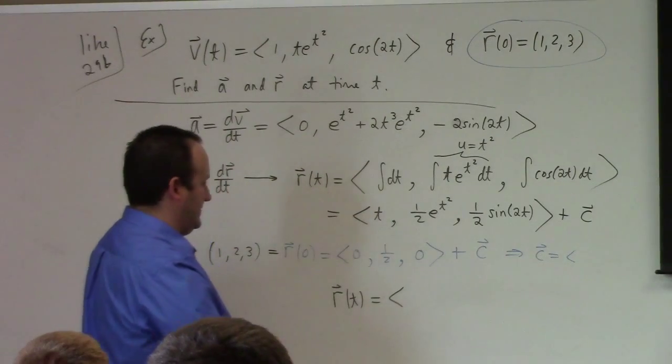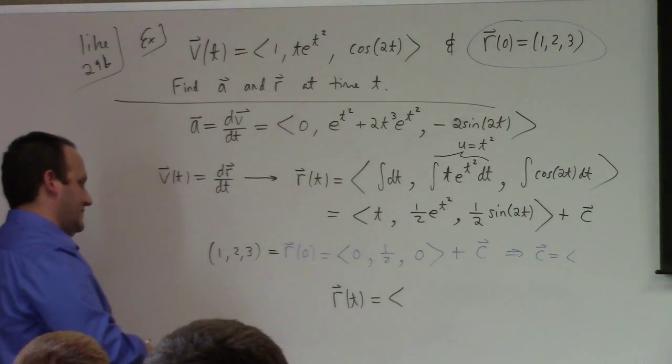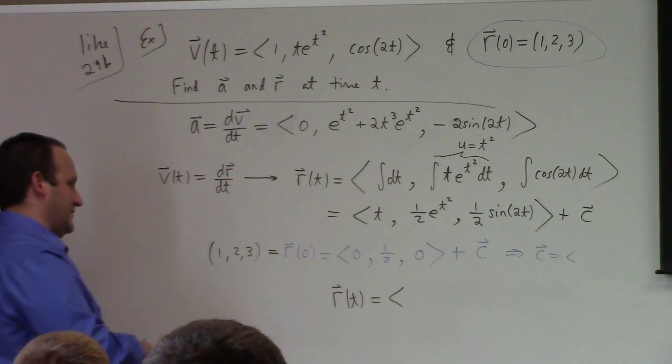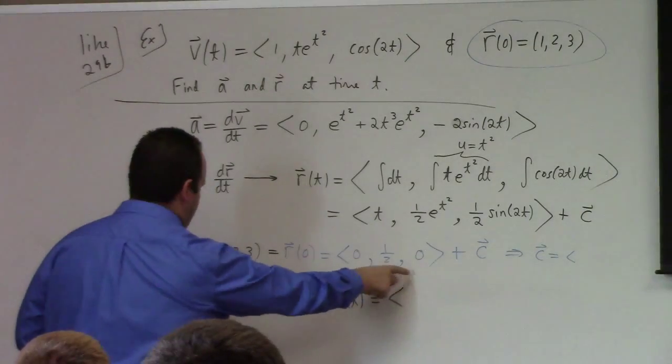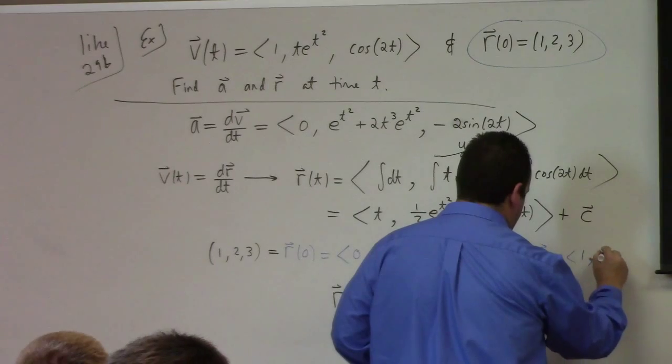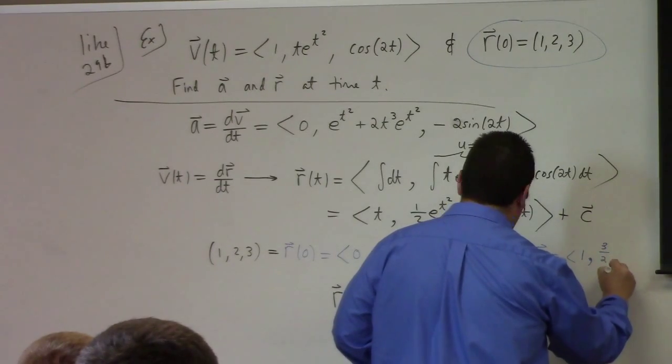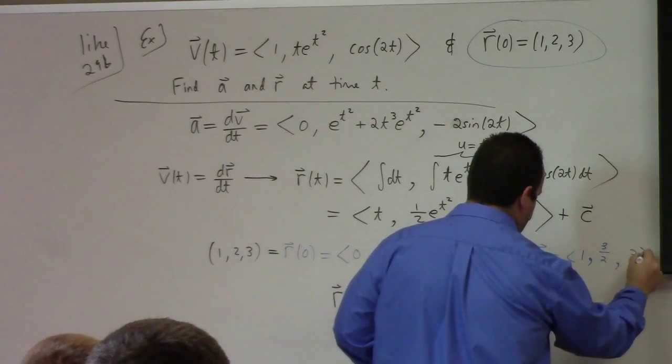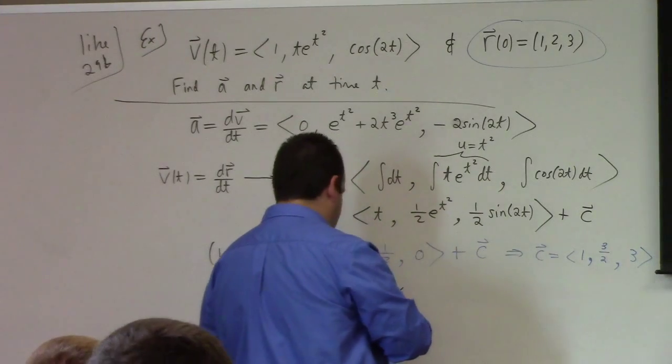It's what? c is equal to... Yeah, so it's this vector minus that vector, right? So you say 1, I heard 1, 3 halves, and what? 3? Okay, and with that, now I can write the answer.